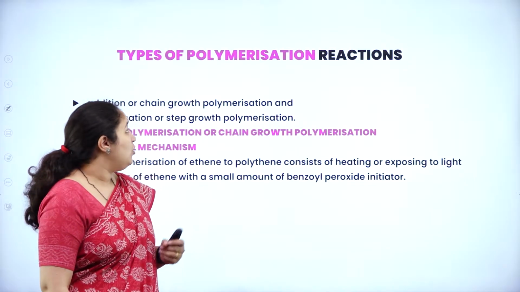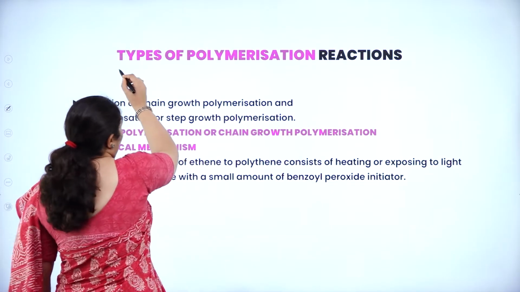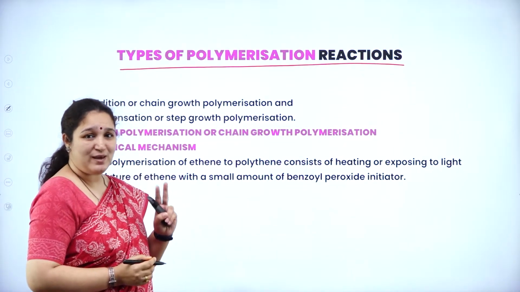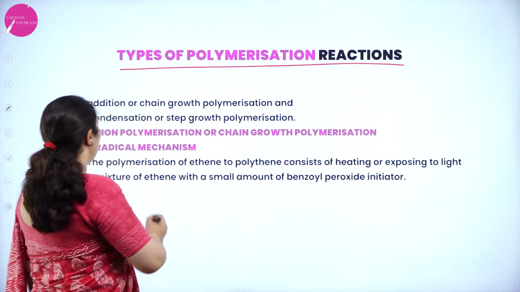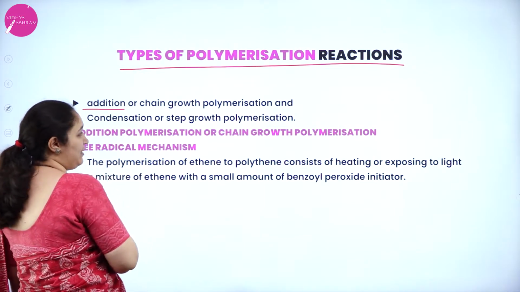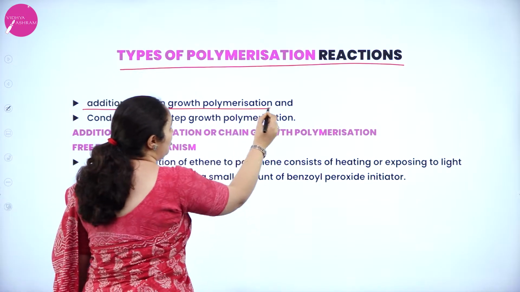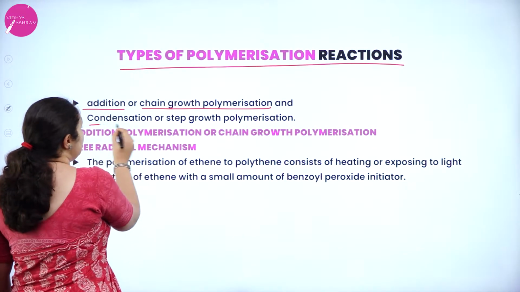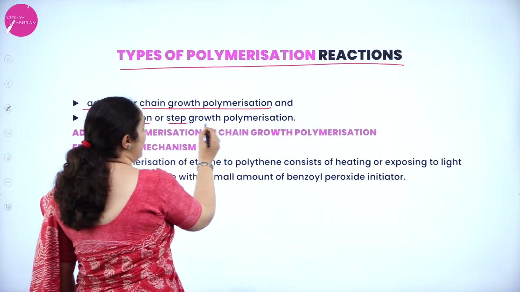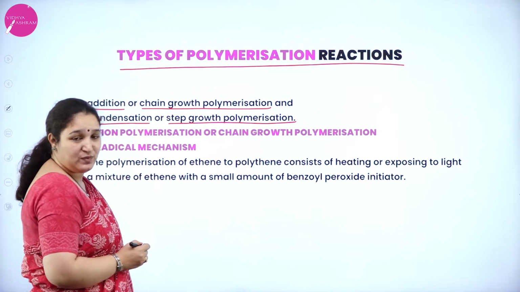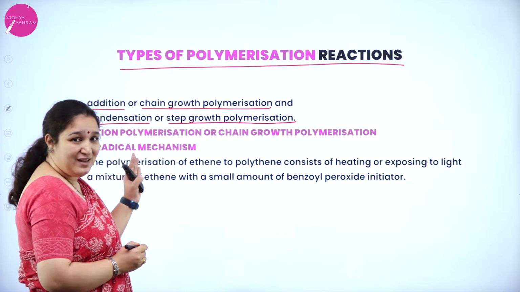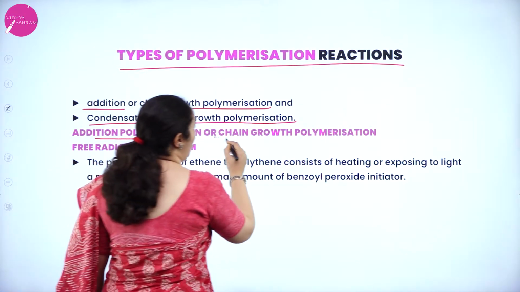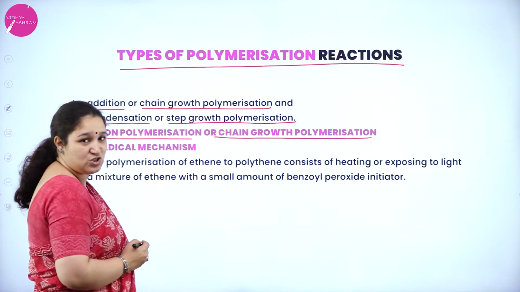Okay, so first is the types of polymerization reactions. There are two types of polymerization reaction. First is addition polymerization, or chain growth polymerization as we call it. Second is condensation polymerization, or step growth polymerization. So we'll go into the details of the first type, that is addition polymerization or chain growth polymerization.